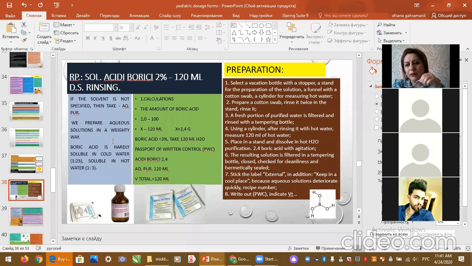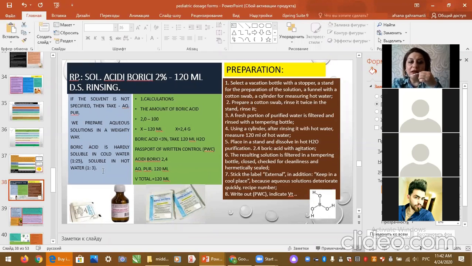What means weightless way, my dears? Teacher, can you repeat? What means we prepared prescription in weightless way? Which ways of preparing do you know? By weight and by? Now we are preparing this prescription by weight way. But we can prepare by an alternative way. This is volume way, my dears. Volume way.